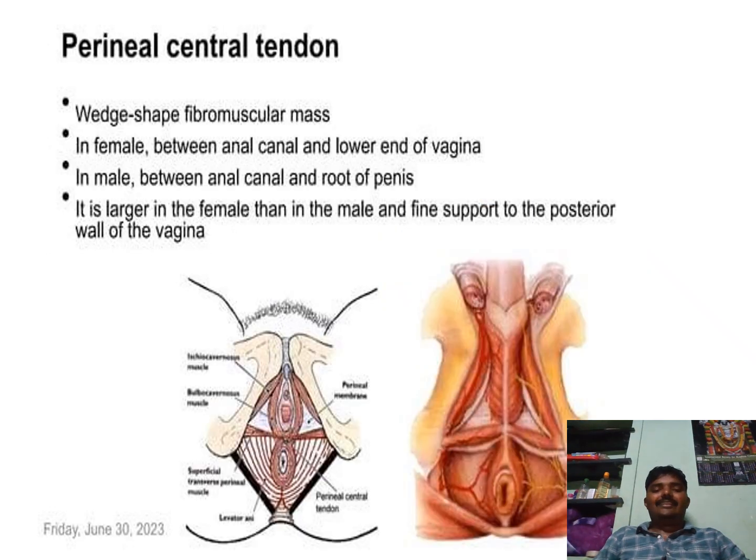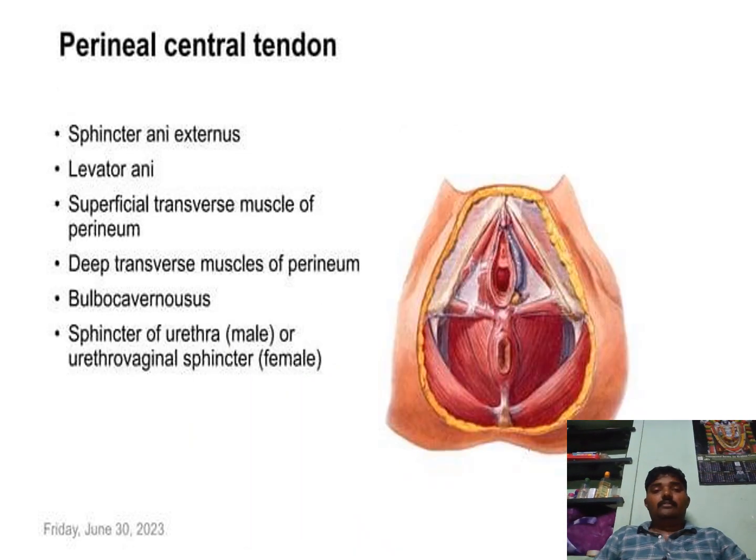The perineal central tendon is a wedge-shaped fibromuscular mass, in the female between the anal canal and the lower end of the vagina, and in the male between the anal canal and the root of the penis. It is larger in the female than in the male and gives final support to the posterior wall of the vagina. The perineal body receives the external anal sphincter, levator ani, superficial transverse muscles of the perineum, deep transverse muscles of the perineum, bulbospongiosus, and sphincter urethrae.